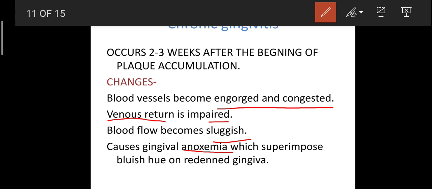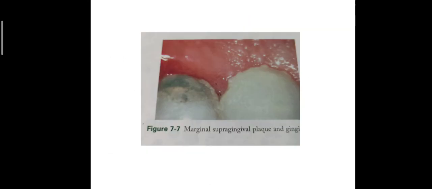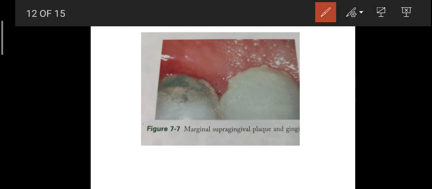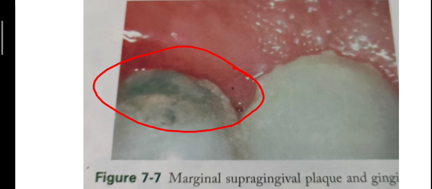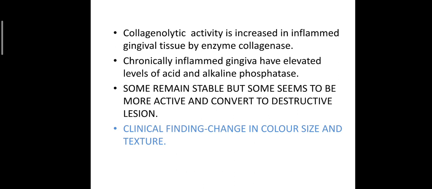Now that causes gingival anoxemia, which superimposes a bluish hue on the reddened gingiva. So because of this, there is gingival anoxemia, means there is lack of oxygen in the gingiva, and because of that there is a bluish hue on the reddened gingiva. I will show you a picture of that here. See, this is the bluish hue on the reddened gingiva. Here, can you see now? Okay. Now coming to the next slide.